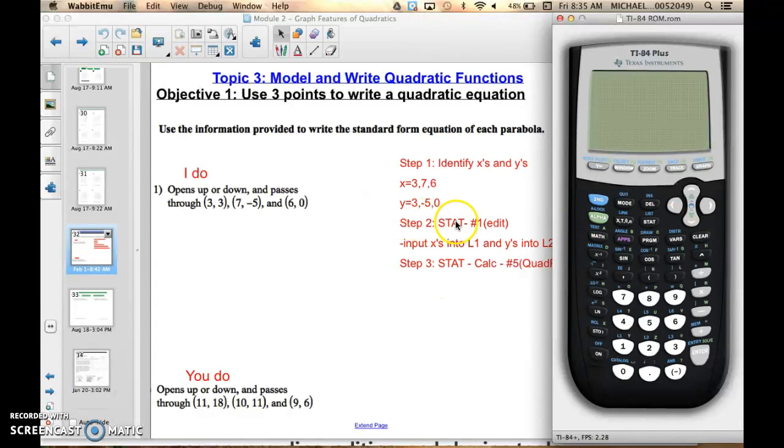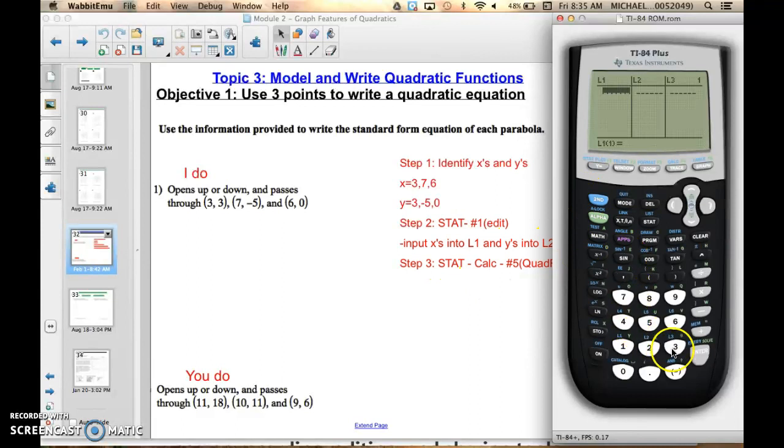Step 2 says to hit the stat button. I've got to turn this guy on. Hit the stat button and then go over to edit, which is already on edit. So hit enter on edit. It's going to bring up lists L1, L2 and L3. We're going to input the x's into L1 and the y's into L2.